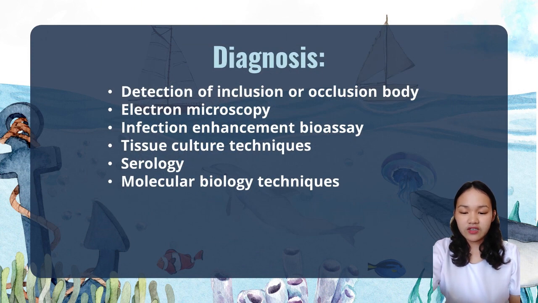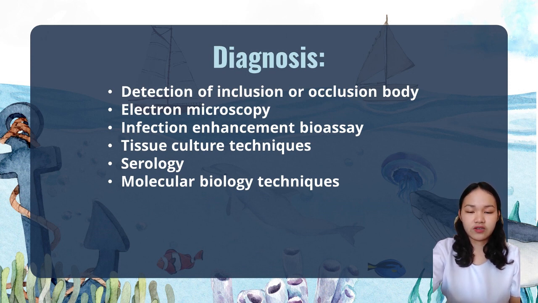Diagnosis of viral infections can be made by a combination of various methods such as signs of disease, detection of inclusion or occlusion bodies, electron microscopy, or infection enhancement bioassay. Tissue culture techniques can also be used. However, no continuous cell line from shrimp has been established. Other techniques based on the principle of serology are also applied in the diagnosis of viral infections.